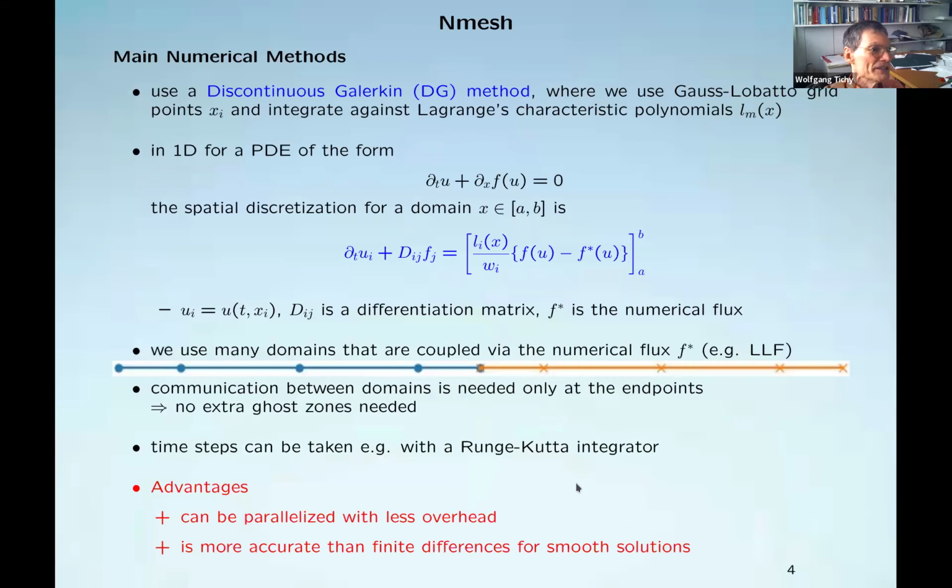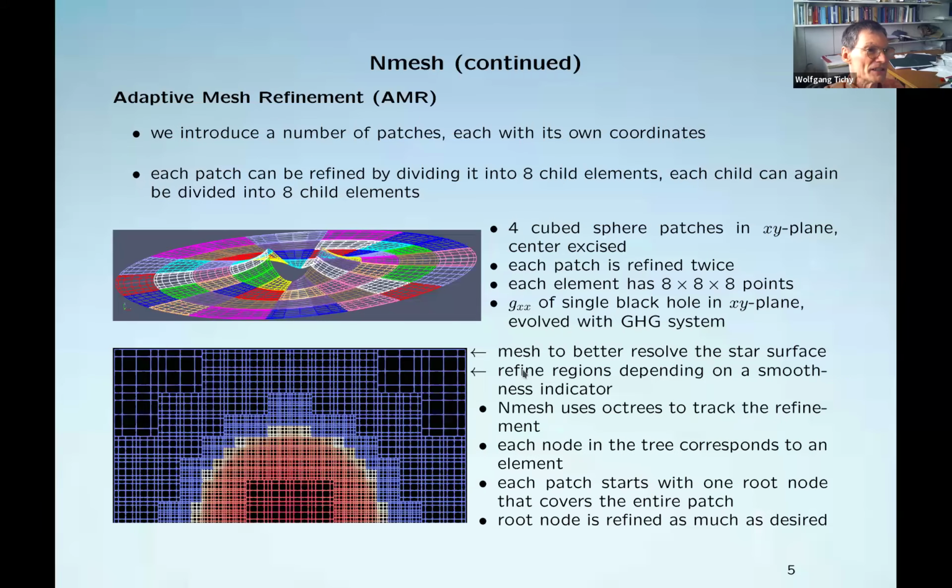And then, as I said, we need many elements, right? Here I just showed two. And of course, we want to do this in 3 dimensions. So we actually have adaptive mesh refinement. What this means is, when we do simulations in 3 dimensions, we introduce a number of patches, maybe each with their own coordinates. And then we start dividing those further, subdividing them. And this is the way we get lots of elements.